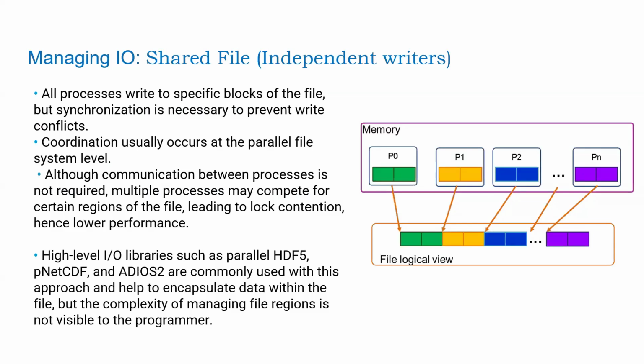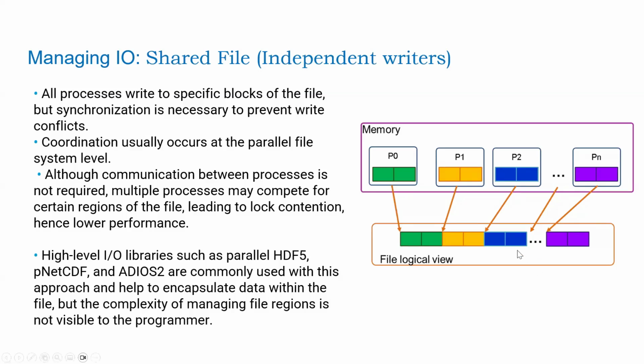So the third approach is called shared file. In this case, each process has its own individual writer, and all processes write to the same file. The file is shared among all the processes, and each process writes to a specific block of the file. Synchronization is necessary to prevent write conflicts.